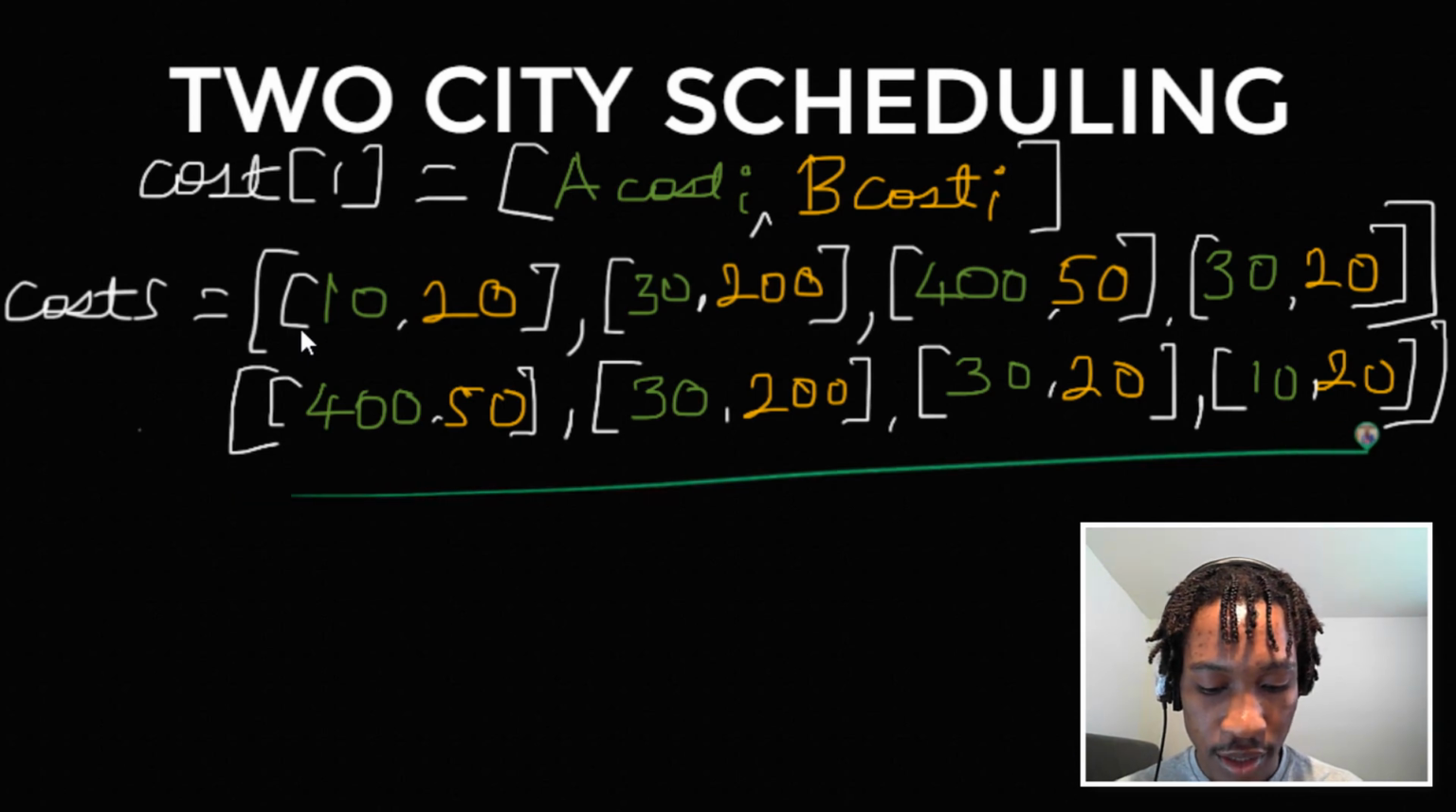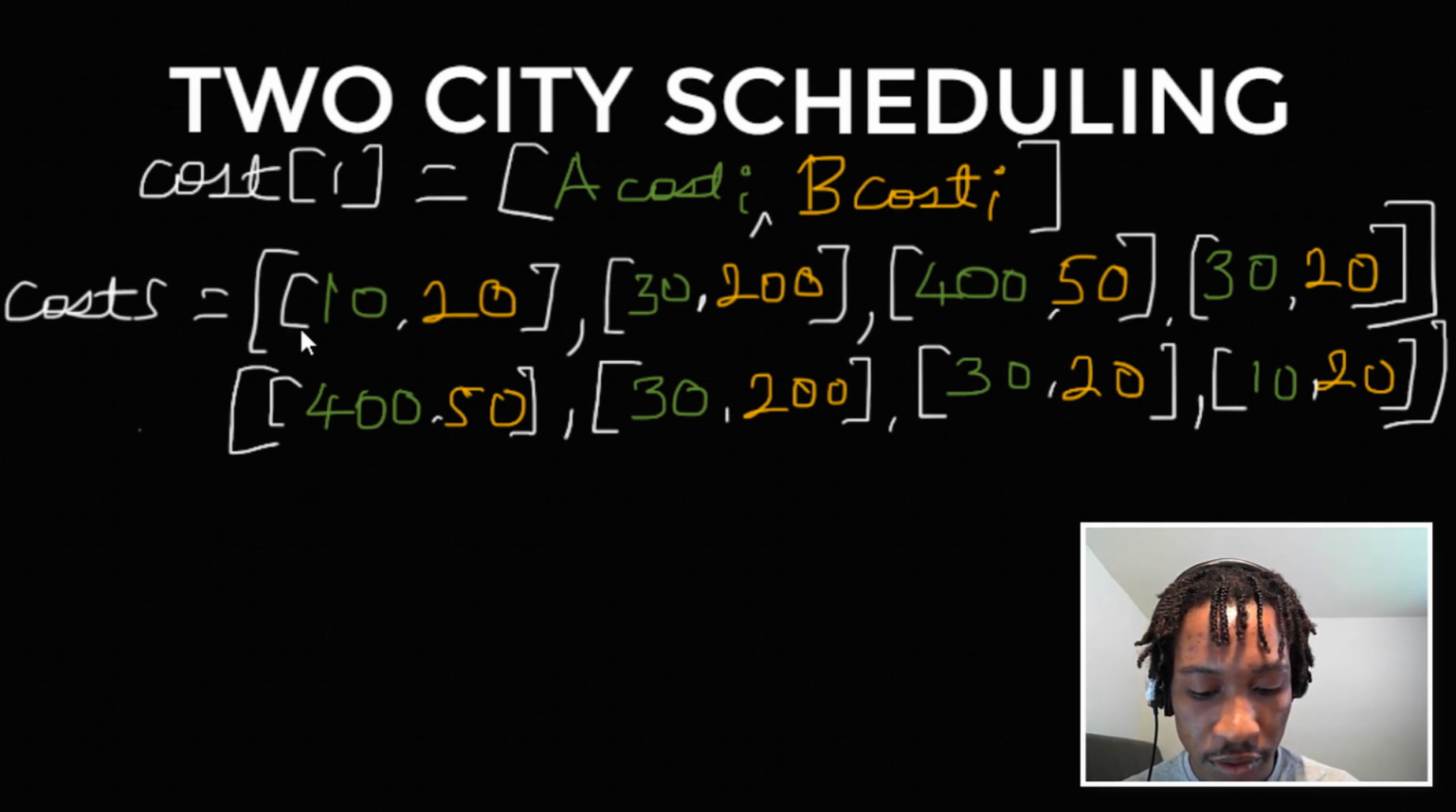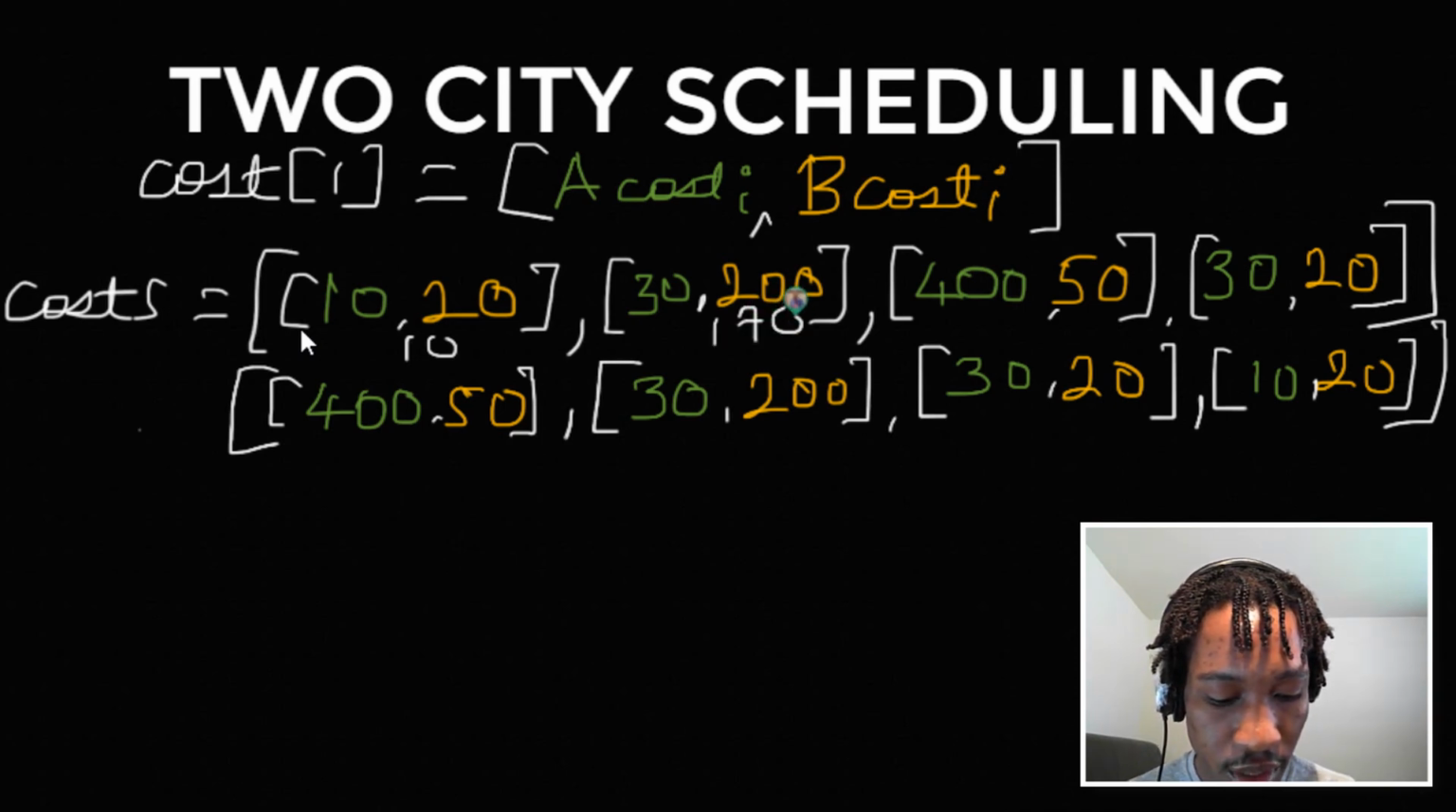And how did we get this? Because when we do the difference for the first person, 10, 20, difference is 10. And then here difference is 200 minus 30, that's 170. And here difference is 350.